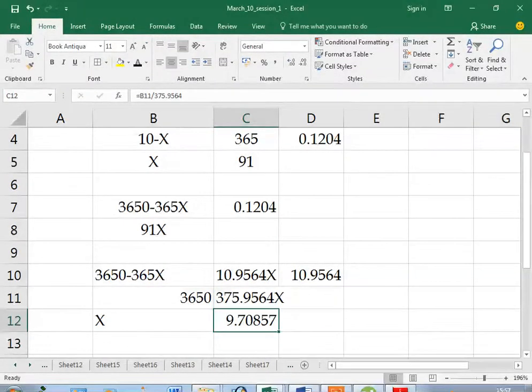Is this the answer you're getting? 9.70857. No need to remember any formula. X becomes 10 crores in 91 days.